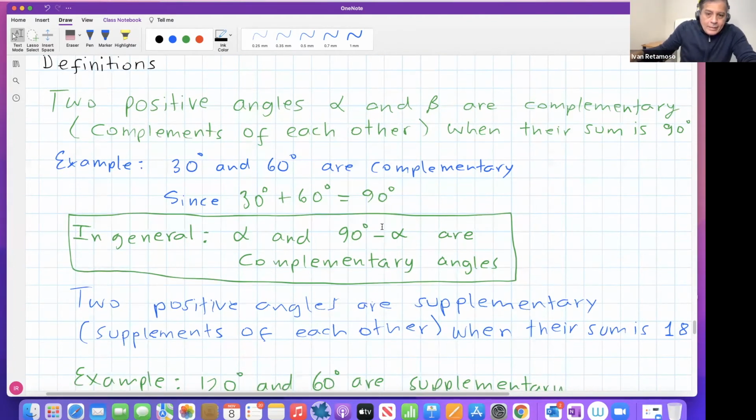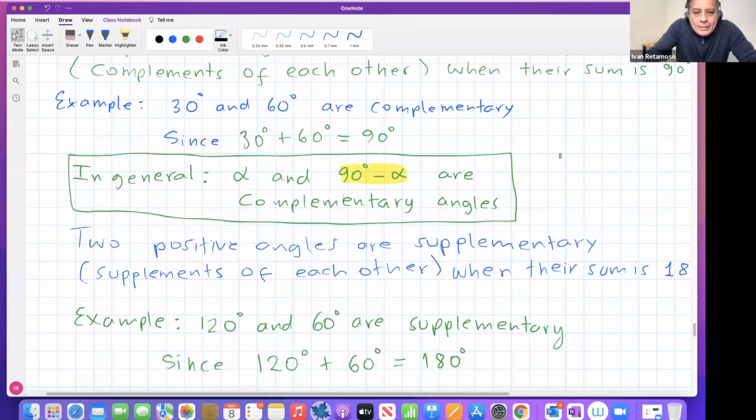Now, what is important here, guys, is this formula. In general, if you have an angle alpha, any positive angle, and you want to compute its complementary angle, then based on the definition, all you have to do is subtract alpha from 90 to find that complement. So alpha and 90 minus alpha are complementary angles always. So this provides a formula to get our complementary angles.